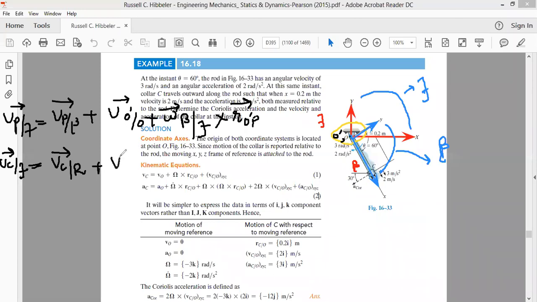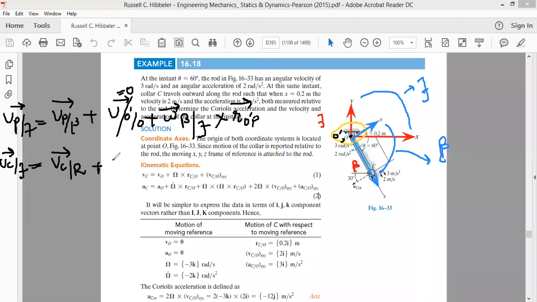O dash is the origin of our beta frame of reference, and O is the origin of our ground frame of reference. You see that both points are at the same position; O and O dash are always fixed here. So velocity of O dash with respect to O will be 0, because the origins are not moving with respect to each other. They are coincident points, so this velocity term will be 0.